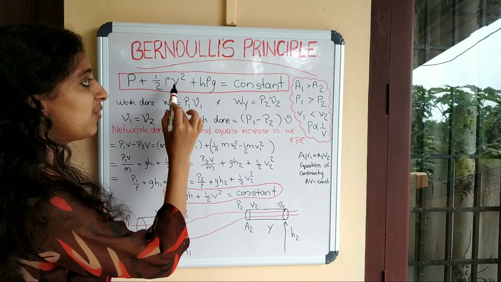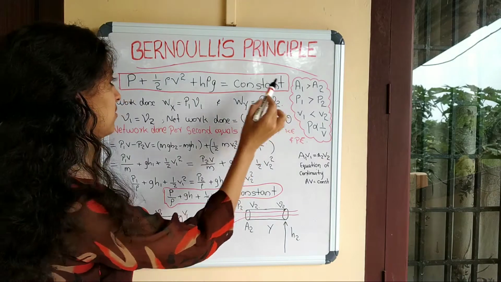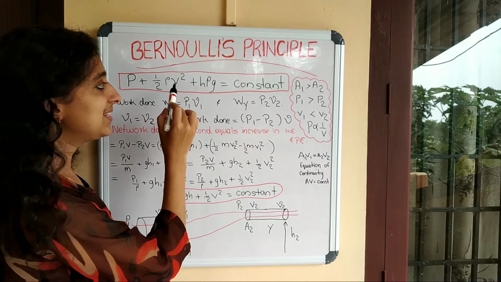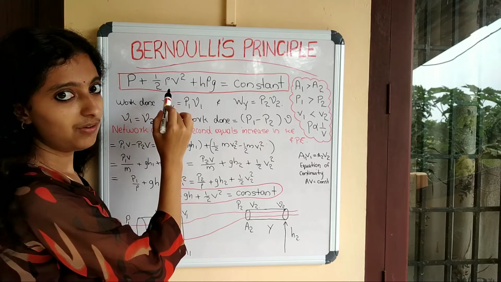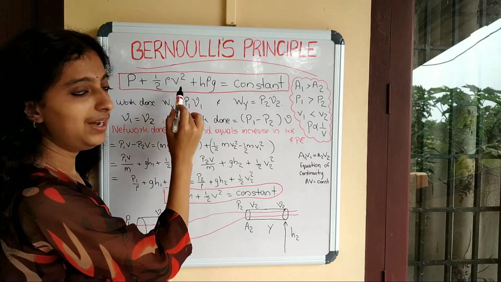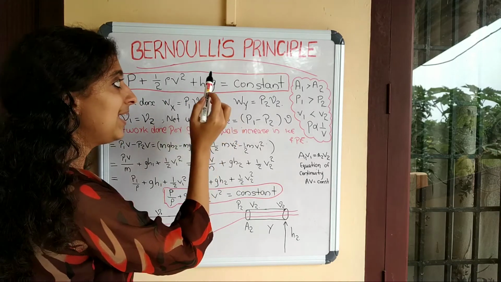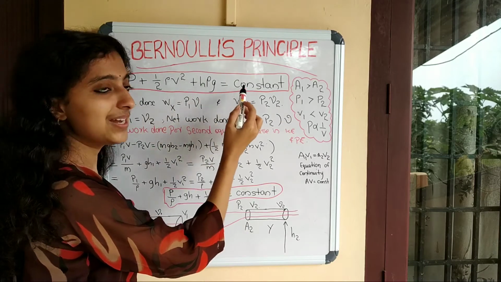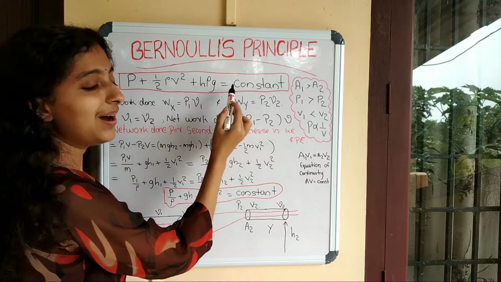P plus half rho v square plus h rho g equal to a constant. P is the static pressure term, half rho v square is the kinetic energy term, rho is the density of the fluid particle, v is the velocity of the fluid, h rho g is the potential energy term, h is the height elevated, rho is the density of the fluid, g is the acceleration due to gravity. The sum of these three terms is constant.